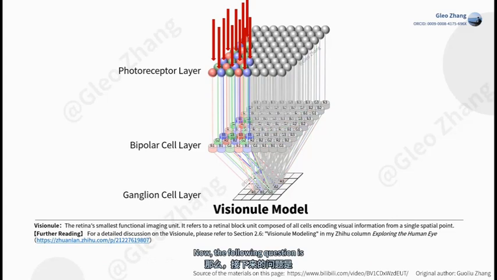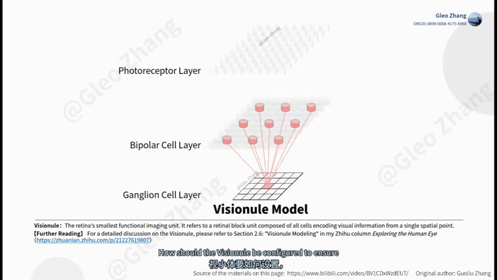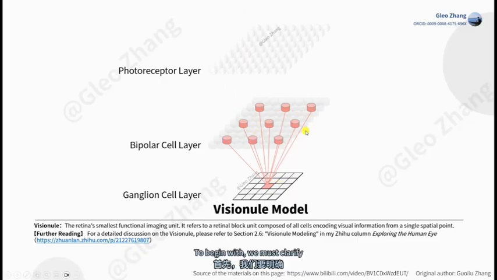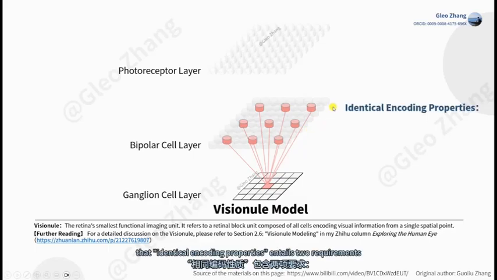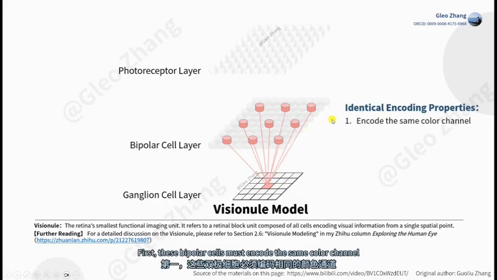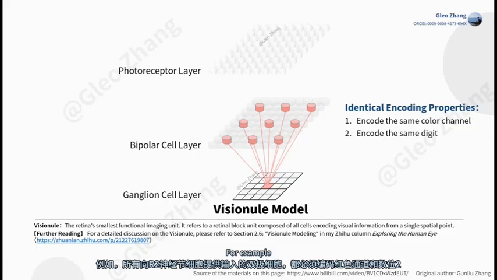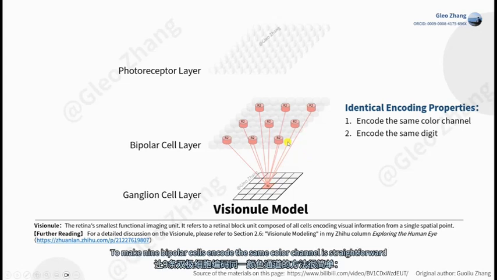Now, the following question is, how should the vision neuron be configured to ensure that the 9 bipolar cells providing input to the same ganglion cell share identical encoding properties? To begin with, we must clarify that identical encoding properties entails 2 requirements. First, these bipolar cells must encode the same color channel. Second, they must encode the same digit. For example, all bipolar cells providing input to the R2 ganglion cell must encode the red channel and digit 2. To make 9 bipolar cells encode the same color channel is straightforward.